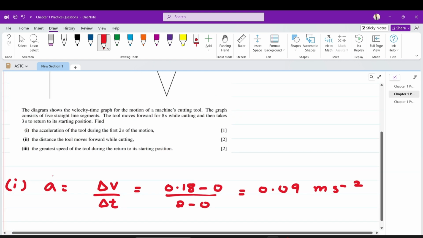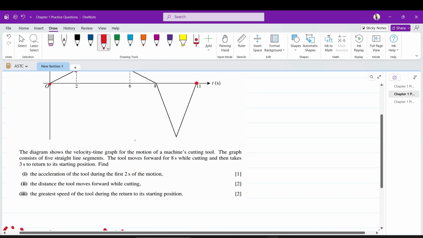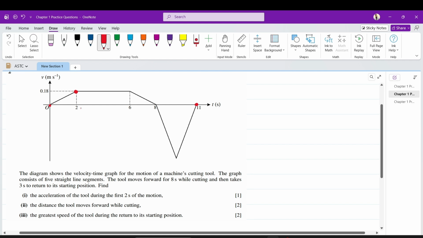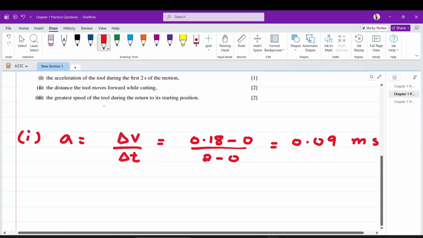All right, the second part of the question is find the distance the tool moves forward while cutting. Okay, so while cutting, how much distance does it move? So that means that starting from this point all the way until here. So we need to take into account what is the distance in this region. So what is the area under the graph? So what I can see here is that this is a trapezium, right? So I can directly apply the formula of area of trapezium.